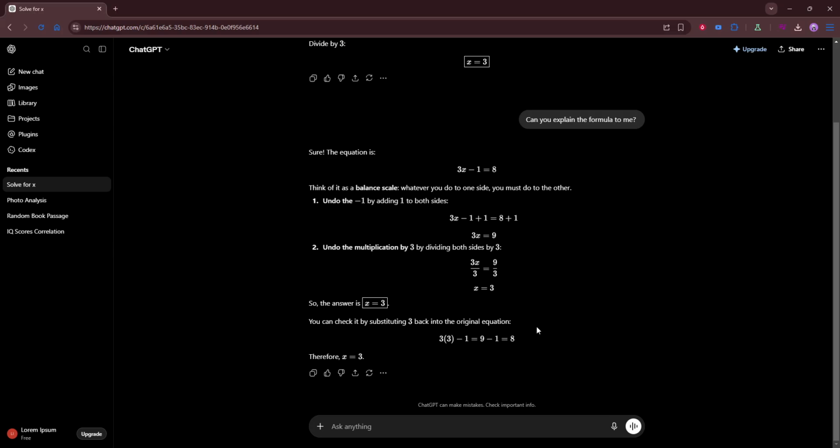In that case, ask follow-up questions about the step that confused you. You can ask ChatGPT to simplify the explanation, reword it, or show that part in a different way. Sometimes hearing the same idea explained differently makes everything click.